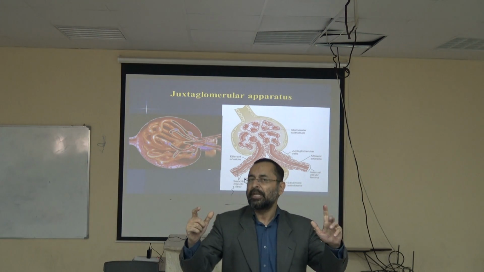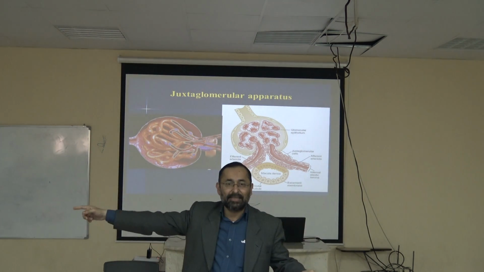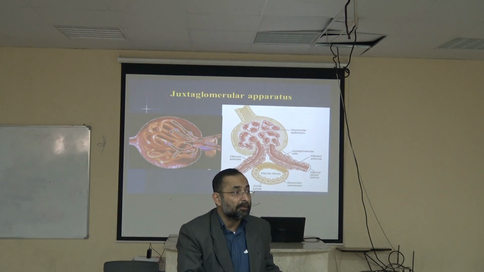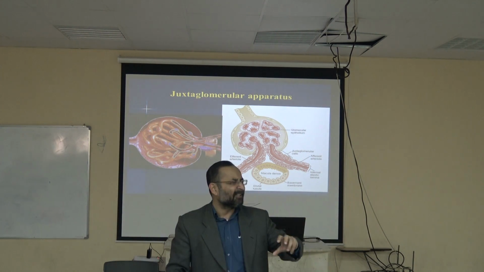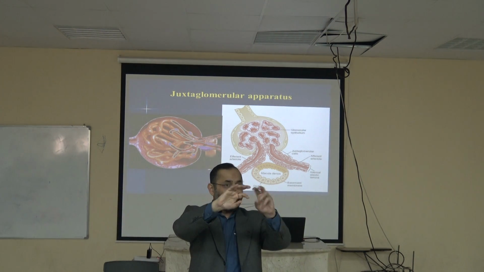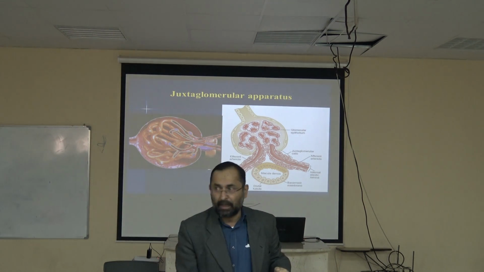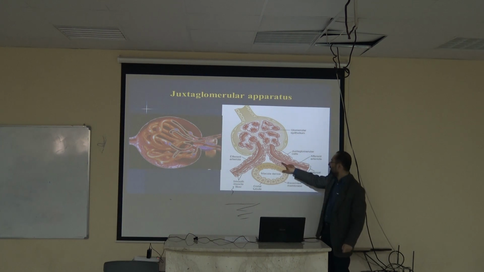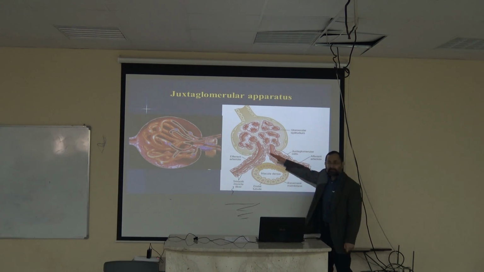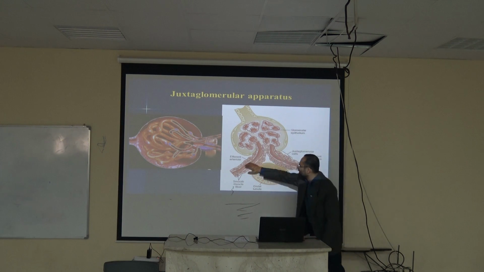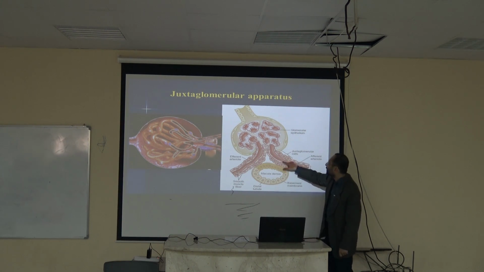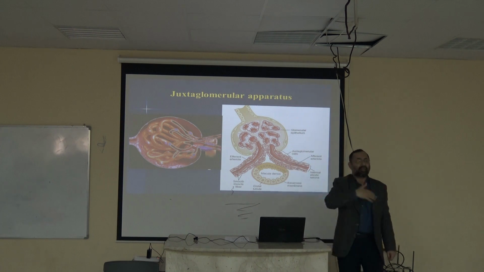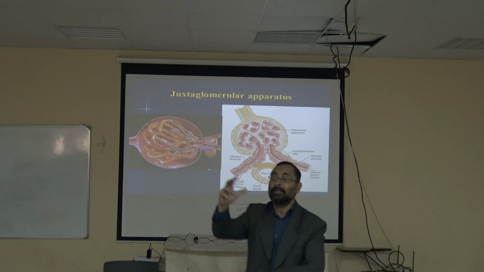What is so special about JG cells? They are secretory cells and they are filled with special granules called renin, in the inactive form. Quickly the renin is activated and released into the blood. All these cells are filled with renin, and when they receive stimulation they will release renin into the blood. Blood is present here, so they will release renin into the bloodstream of the afferent arteriole. So renin is passing into the blood.